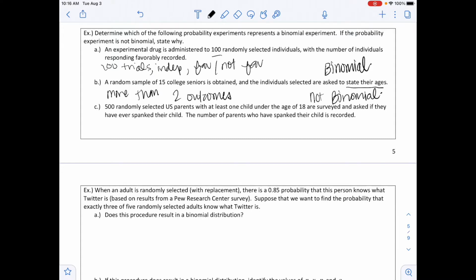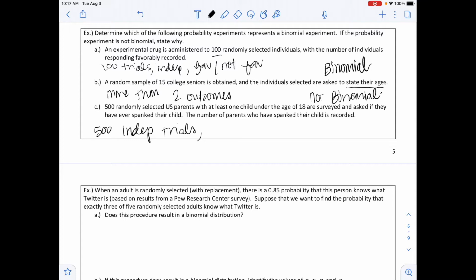Part C says 500 randomly selected U.S. parents with at least one child under the age of 18 are surveyed and asked if they have ever spanked their child. The number of parents who spanked their child is recorded. So again, we have 500 trials. They are people, so we'll put down 500 independent trials. So that satisfies those first two requirements.